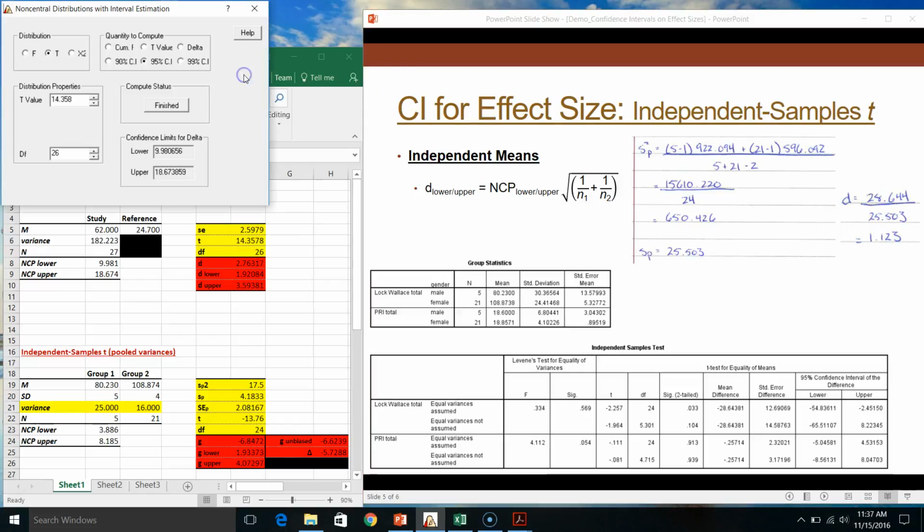Now what we need to do is get our upper and lower limit for our non-centrality parameter. So if we go down through, this is all set up already. We want to go down through and take a look. Say our test statistic is 2.257.